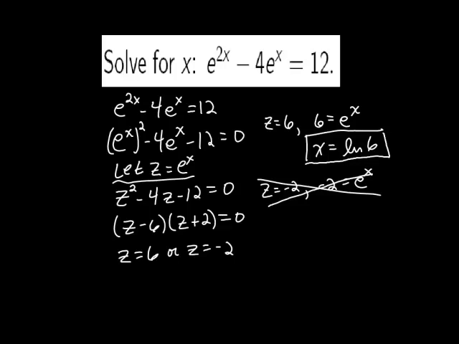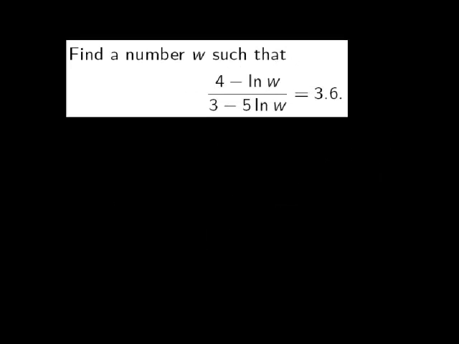Okay, one more example to work through here. Example number 5. We have a quotient: 4 minus ln of w divided by 3 minus 5 times ln of w equals 3.6.